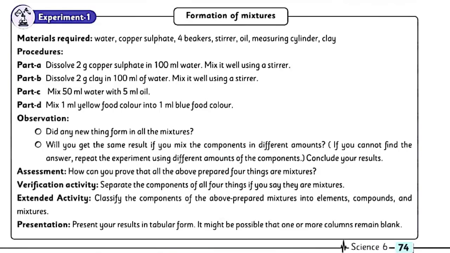Assessment: how can you prove that all the above prepared 4 things are mixtures? Verification activity: separate the components of all 4 things if you say they are mixtures. Extended activity: classify the components of the above prepared mixtures into elements, compounds, and mixtures. Presentation: present your results in tabular form. It might be possible that one or more columns remain blank.